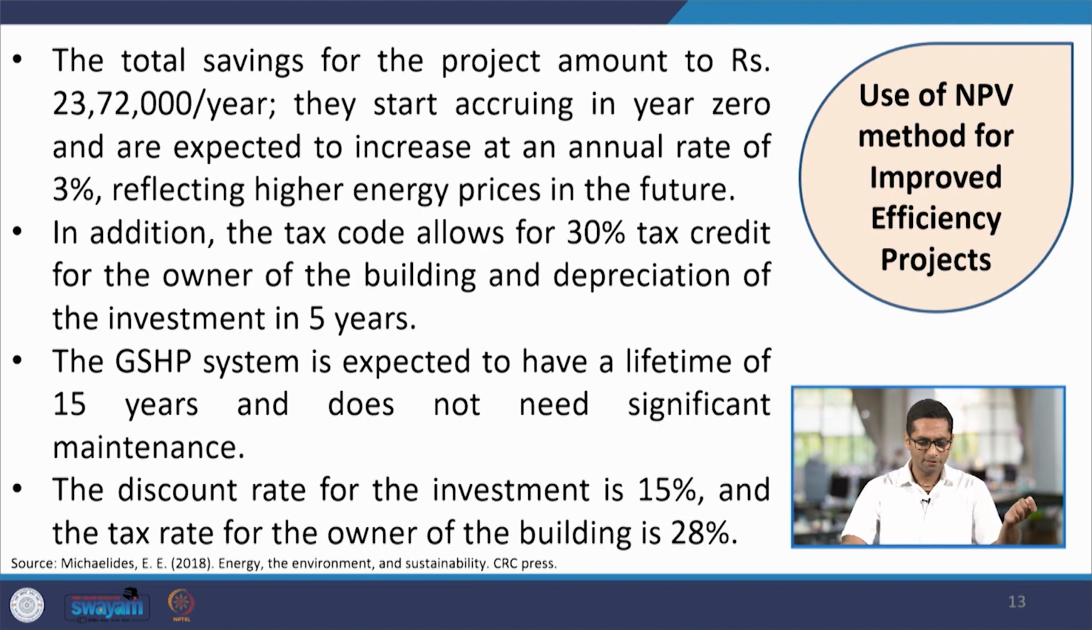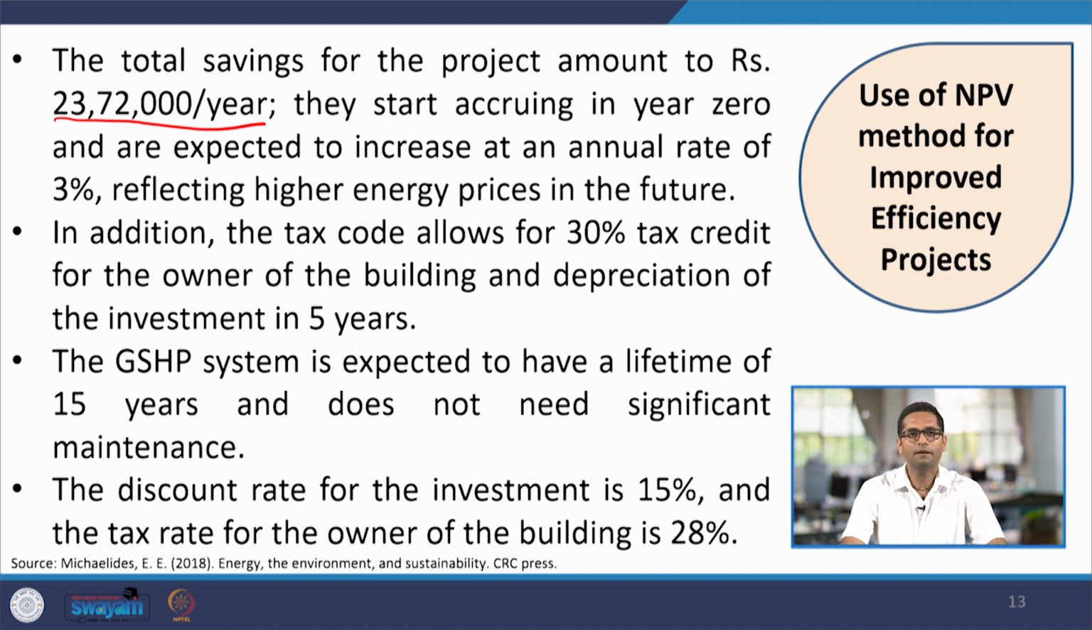Again, some other assumptions that we might want to understand: the total savings of the project would be a total of both the summer air conditioning needs as well as the winter heating needs, and they would come to a total of around 23,72,000 per year, and they start from the year 0. So we are assuming that this kind of process is quite easy to install and would start quite early.